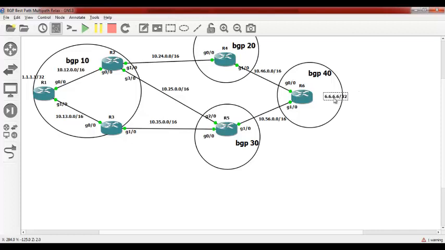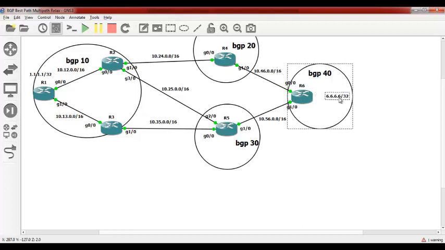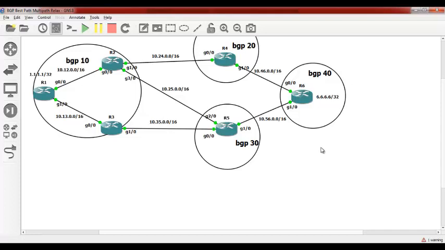6.6.6.6. This is the network that 1.1.1.1 wants to reach. From here, we should ping 6.6.6.6. And you know, they are not in the same autonomous system. They are in different autonomous systems. The reachability needs to be provided, but we don't have one common IGP protocol here.